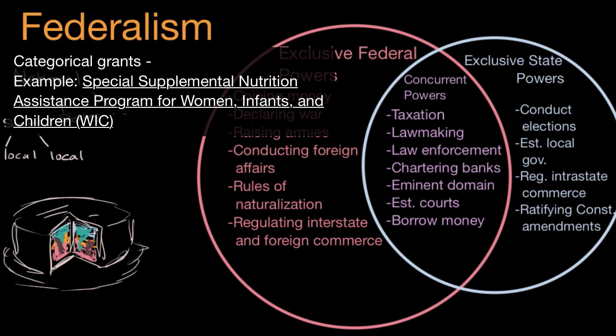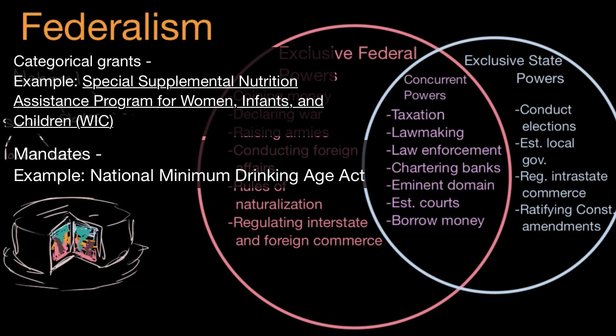Along those lines, you also have mandates. So a mandate is the federal government tying funding to one thing based on state compliance with another thing. For example, the National Minimum Drinking Age Act, which was passed in 1984, ties federal highway funds to states raising their minimum drinking age to 21.